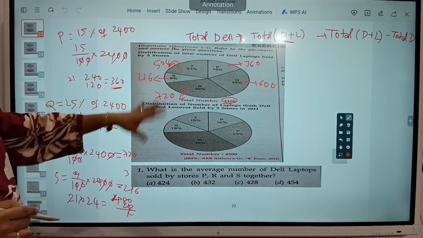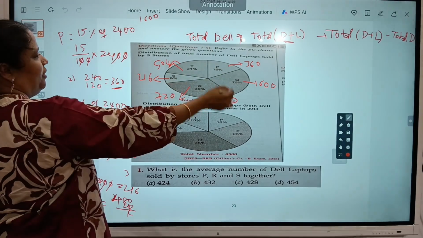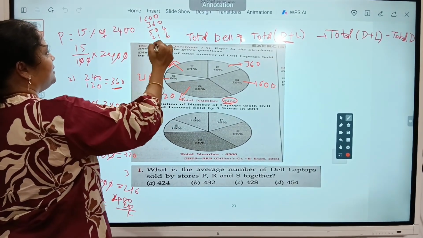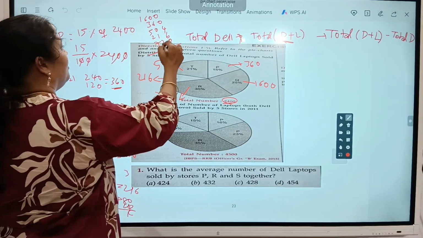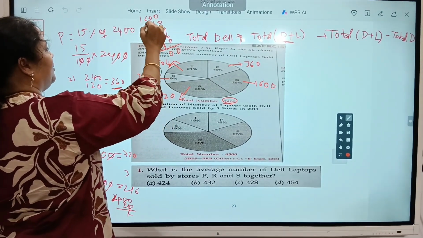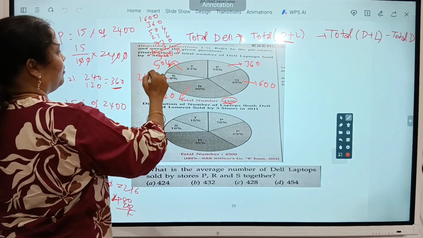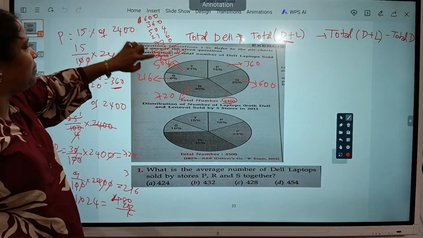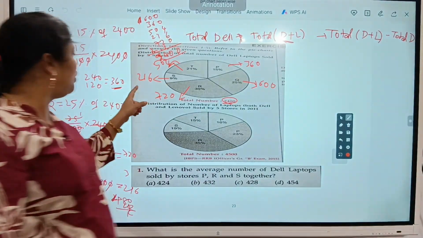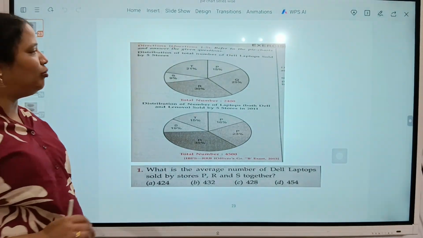Now we have to add up all these values to check whether we are doing it correctly or not. Okay, 1600, 360, 504, 216, 720, we add up. Here it is 600, so it comes to 2400. So this is accurate. The values are 504, 216, 720, 600, 360. Hope you note down the values to make it easy.